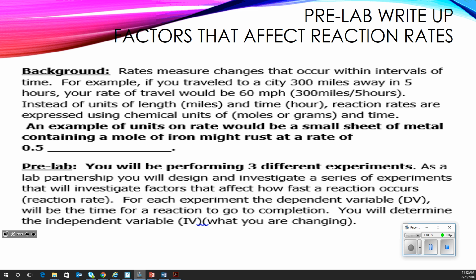Okay? All right, so pre-lab. Like I said, we're going to go through 3 different experiments. As a lab partnership, you will design and investigate a series of experiments that will investigate factors on how fast reactions occur, the reaction rate. For an experiment, the dependent variable will be the time. Dependent variable will be the time. The independent variable is what you're changing. Okay, so whatever you're changing.